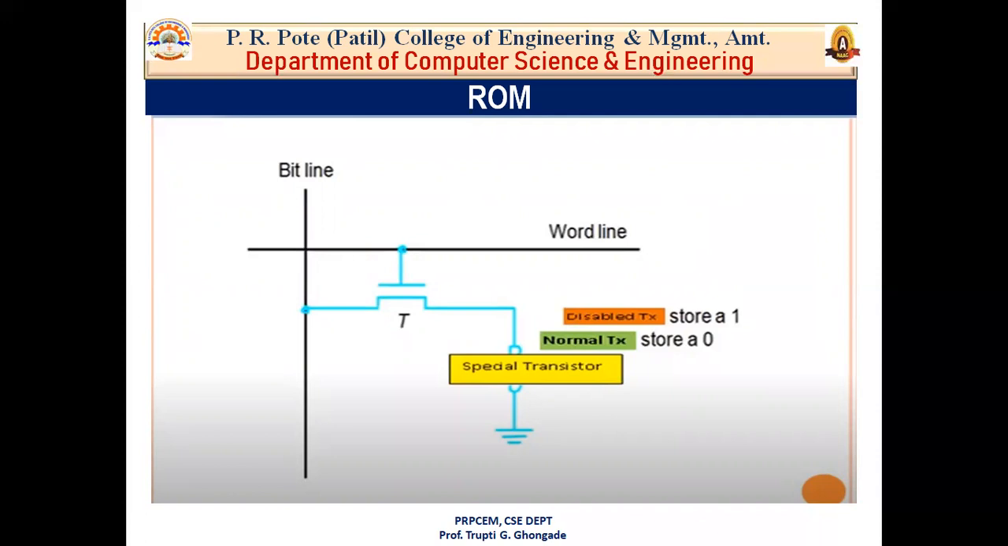When this special transistor acts as a disabled transistor, that is a transistor which is off, it acts as an open switch and there is no connection between the transistor and ground. When there is no connection between transistor and ground, the cell is holding a value 1. But in EPROM, the definition says that it can be erased and then reprogrammed, so I can erase the contents in this cell and reprogram it.